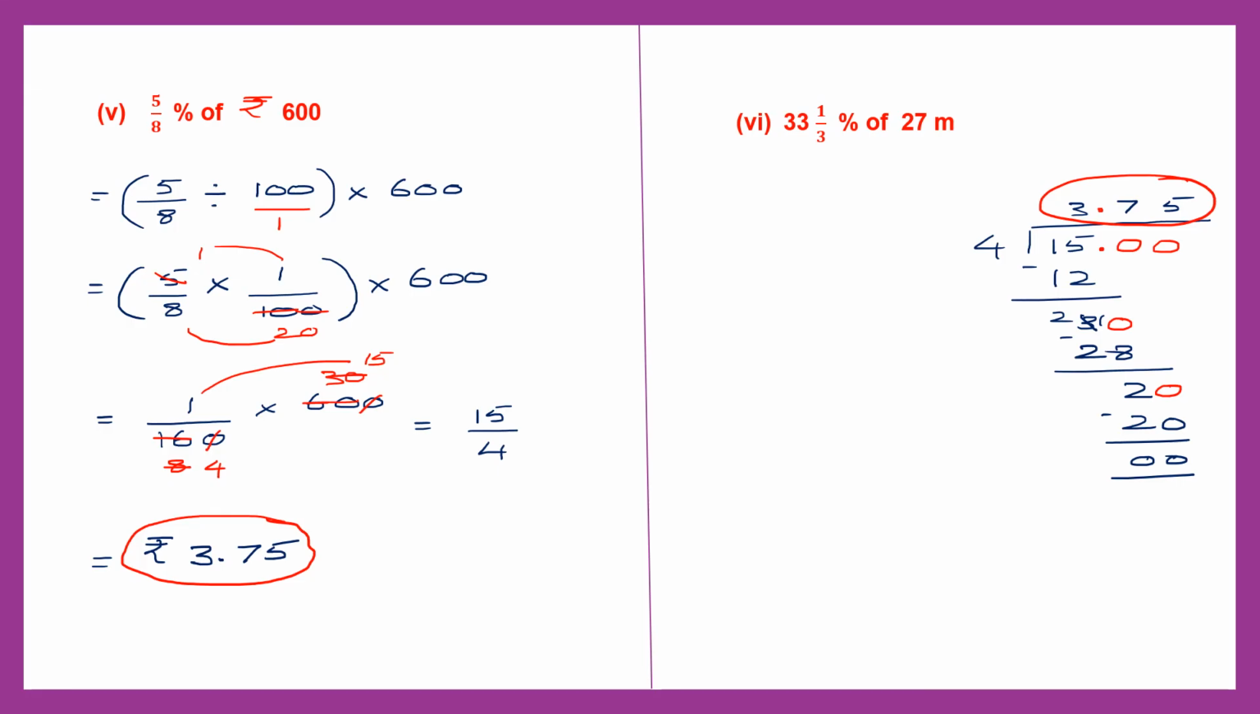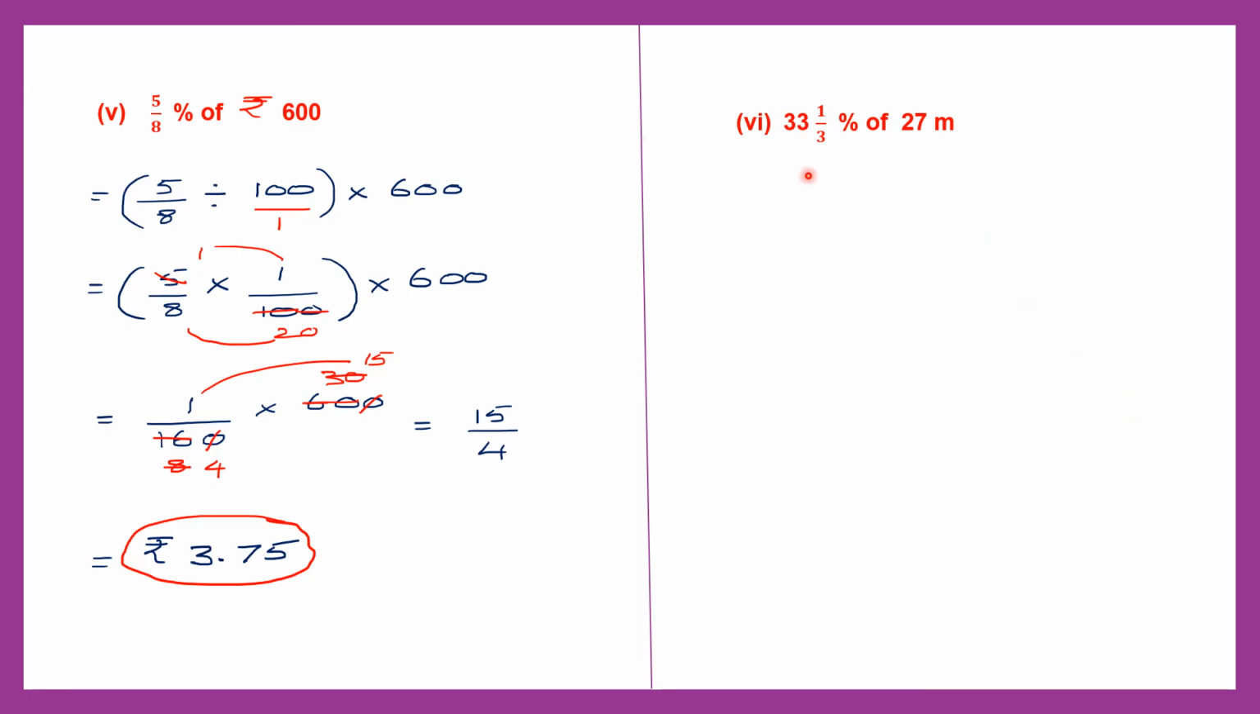Question 6. So let's go on to question 6. Question here is 33 1 by 3% of 27 meters. So what is 33 1 by 3% of 27 meters? So let's write that. So 33 1 by 3, first let's convert it. So 33 into 3 is 99 plus 1 is 100. So 100 by 3% means divided by 100 and divided by 100 by 1. So let me put that within brackets because this is only one small part of it.